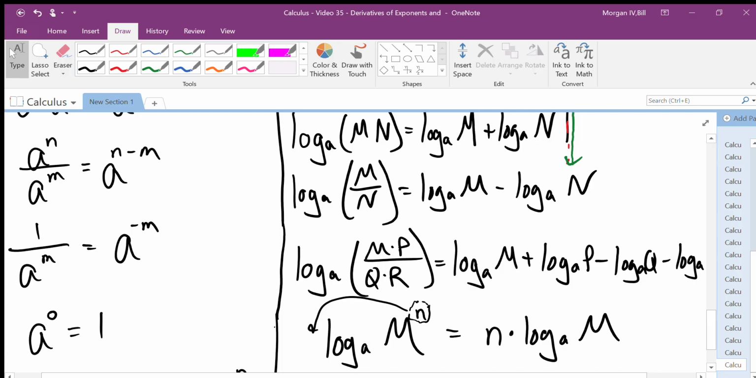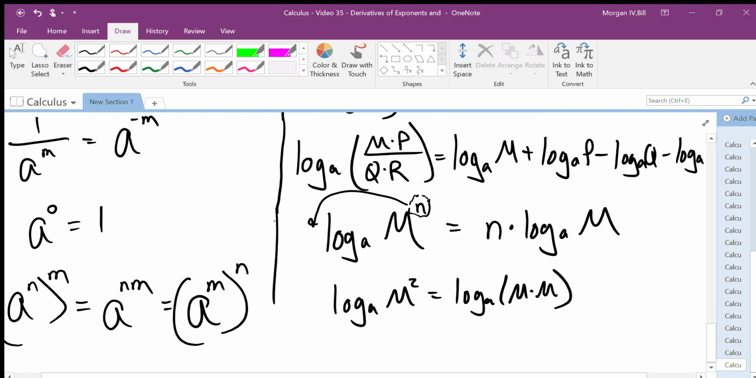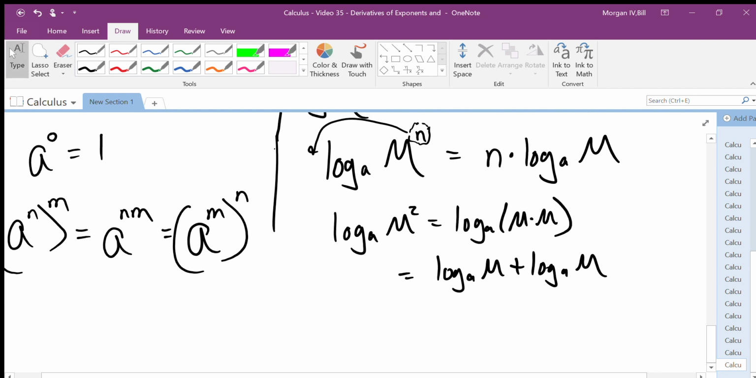And since you have 2 logarithms added, it's 2 log base a of m's. If you want to kind of see what I'm saying there: if I have log base a of m squared, that's the same thing as log base a of m times m. And it doesn't have to be squared. It could be to the 4th power. You have 4 m's here, which is the same thing as log base a of m plus log base a of m, because you can separate this into 2 logarithms. And I have 2 of the exact same thing, therefore I have 2 log base a of m's.